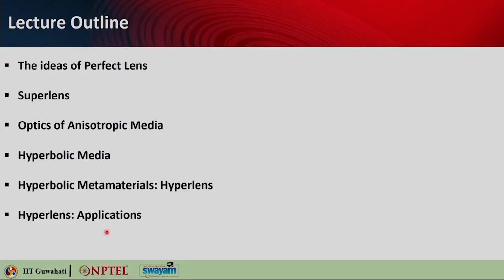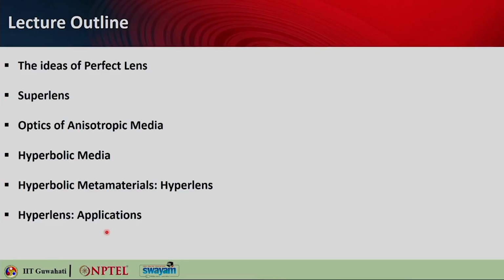So here is the lecture outline. We will see the idea of a perfect lens, and to achieve that, how far we have gone till now. We will see a version of superlens. We will then discuss the optics of anisotropic media, that will allow us to understand how hyperbolic media works, and these hyperbolic metamaterials will allow us to obtain hyperlens, and then we will also see the applications of hyperlens.